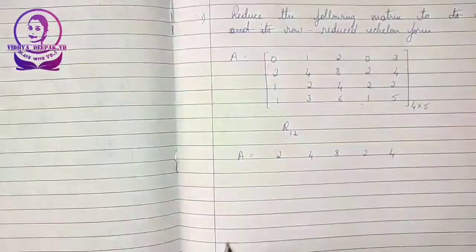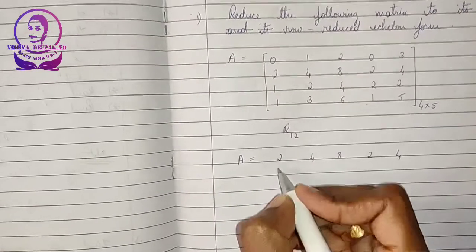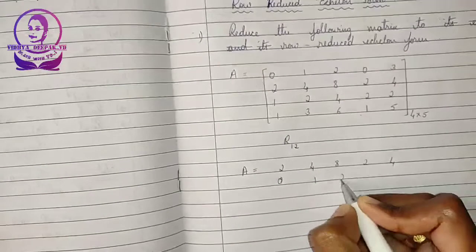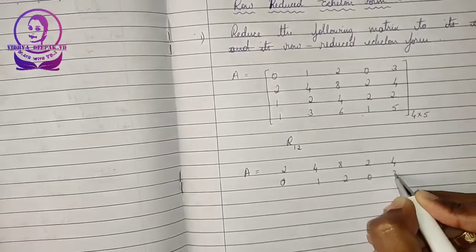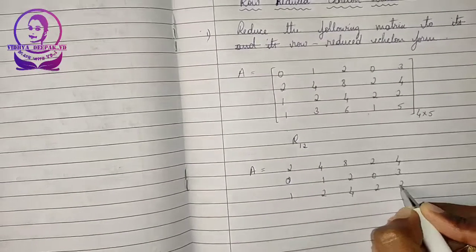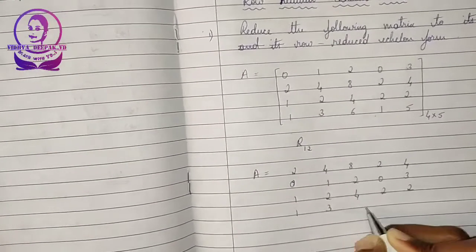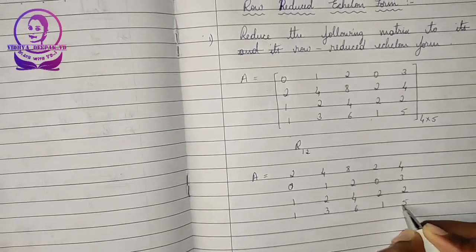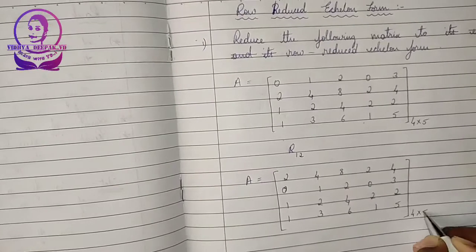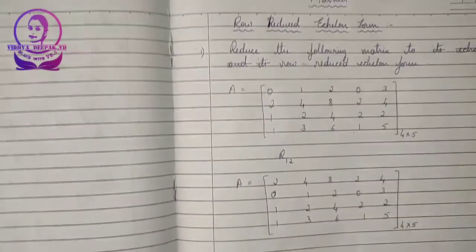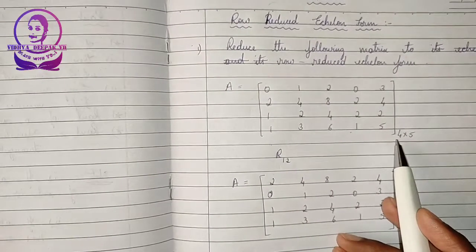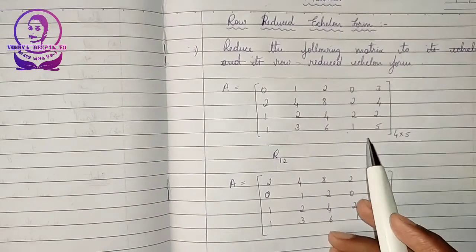Okay. The change now. So now we have, this is 0, 1, 2, 0, 3, and rest of the elements remain same. 1, 2, 4, 2, 2, 1, 3, 6, 1, 5. This is also a matrix of order 4 cross 5. So here we cannot find the determinant since it is 4 cross 5. If we would have had 5 cross 5, we could have found it, right?